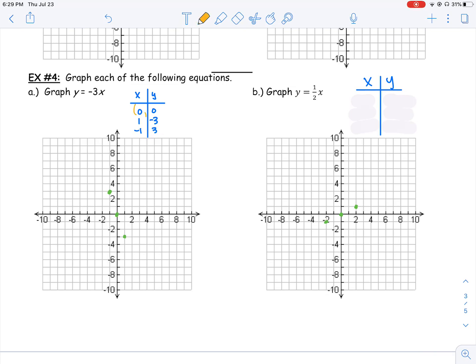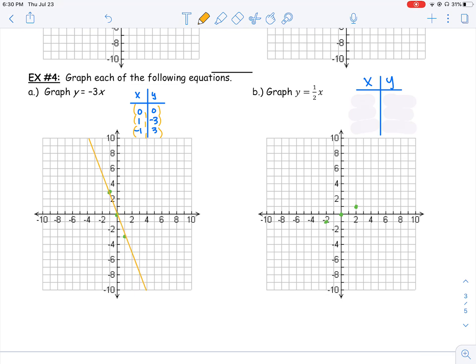So now I have 3 ordered pairs that are solutions to the equation and on the line, and I can plot them to graph the line. I have the point (0, 0), which is at the origin. I have the point (1, -3), that's right 1, down 3. And I have the point (-1, 3), that's left 1, up 3. I can now connect these 3 dots with a straight line.